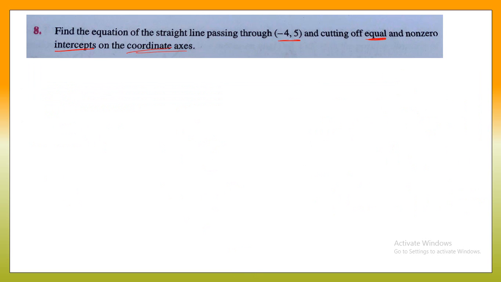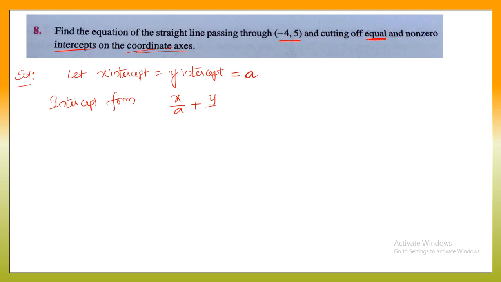Now what I can do is let the x intercept be equal to the y intercept. Let it be equal to a. So already we know the intercept form. What is the intercept form? It is x by a plus y by b is equal to 1, where a is the x intercept and b is the y intercept.